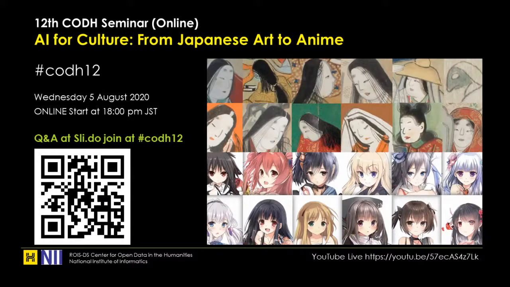So today we have the 12th CODH seminar. This is the first time that we do the seminar online. The title of this seminar is AI for Culture from Japanese Art to Anime. My name is Tarin, and I'm a project assistant professor at the Center for Open Data in the Humanities, National Institute of Informatics in Japan. And I will be the moderator of this talk.